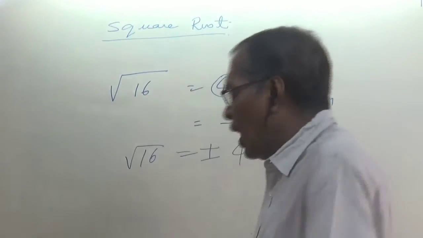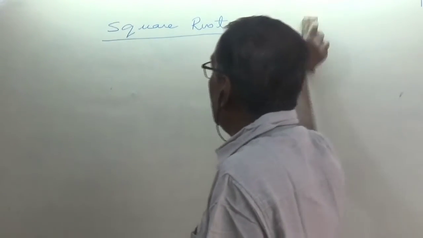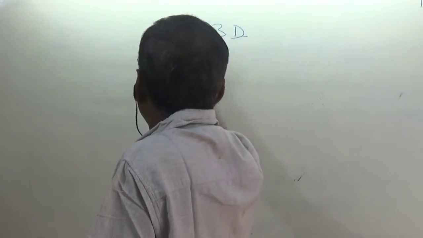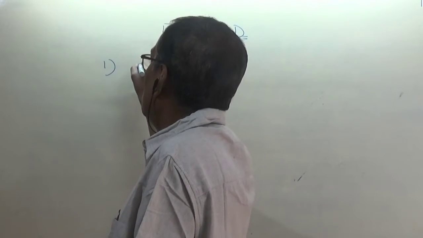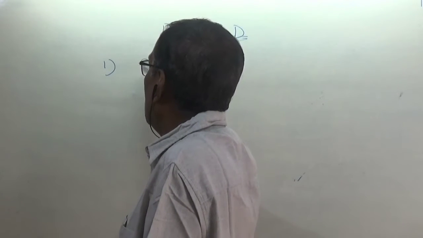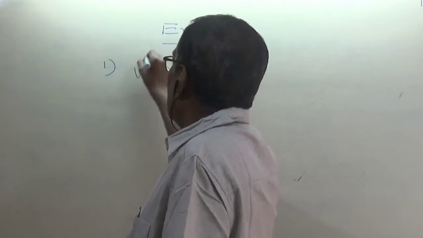Now the thing is how to find the square root of any number. First of all, we are going to find the square root by using the prime factorization method. Say suppose by using the prime factorization method we want to solve exercise 3D, question number 1: you have to find the square root of 225. Put the square root sign over here.